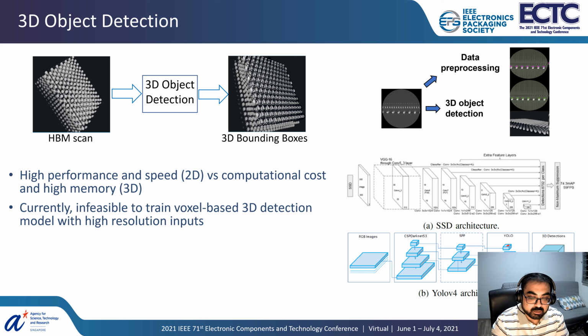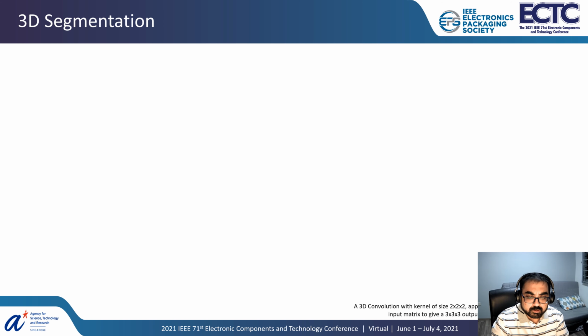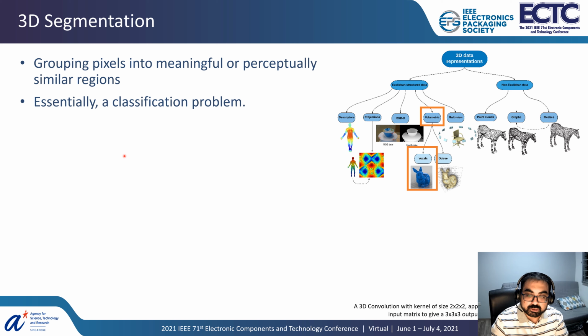Our solution essentially is to combine the results in 2D and then collate them to get results in 3D for each slice. For 3D segmentation, we are looking at volumetric data over here.